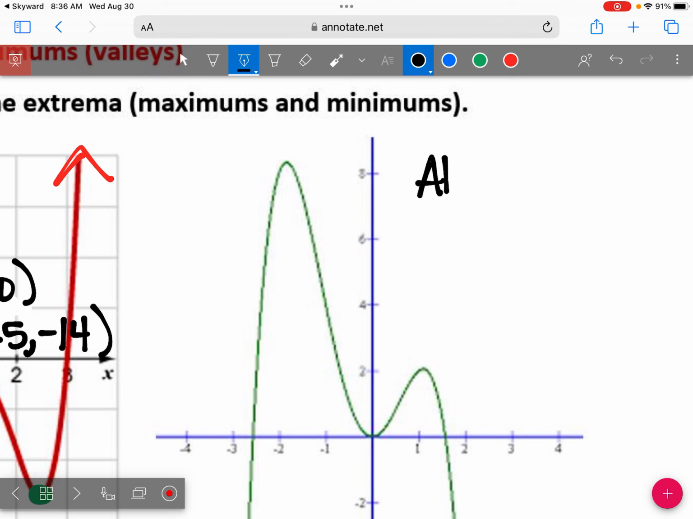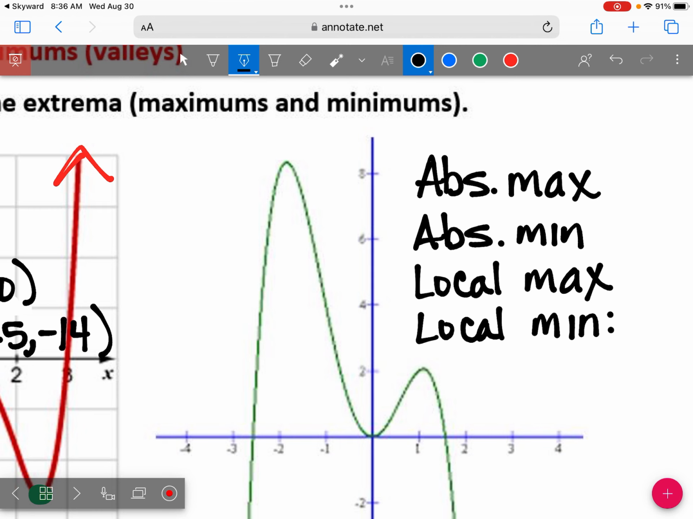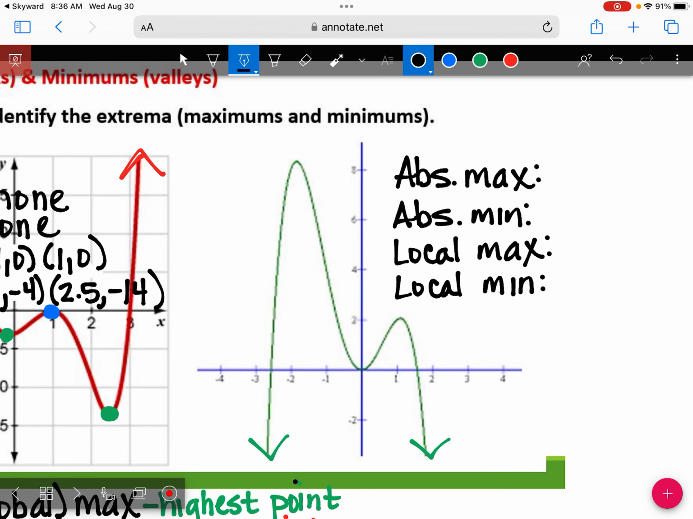I'm just going to write absolute max, absolute min, local max, local min. Okay. And then add arrows pointing down if you didn't already.